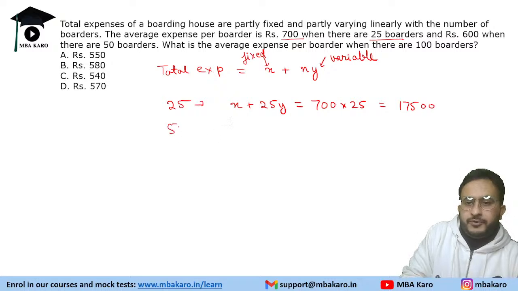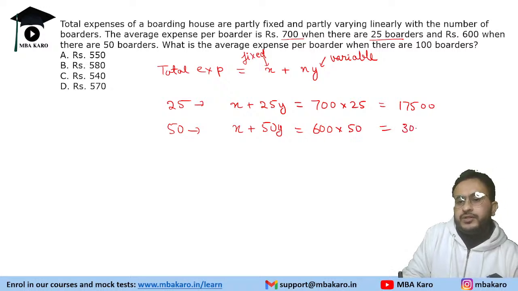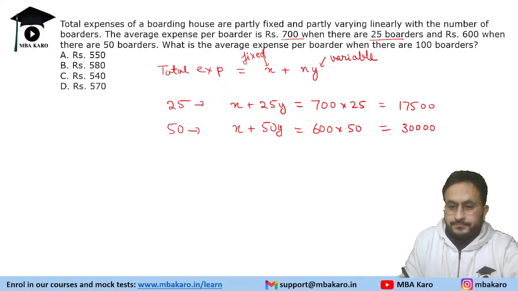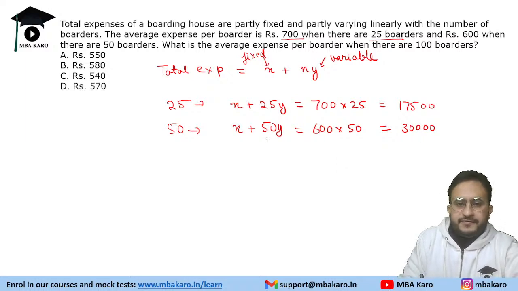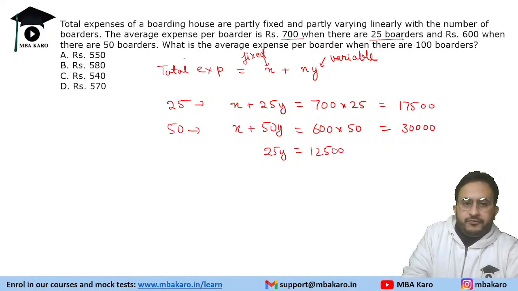When there are 50 boarders, the total expense will be x plus 50y, right? So it is 600 into 50, that is equal to 30,000. Right. So when we take the difference, what do we get? The difference is 25y will be equal to 12500. Okay.